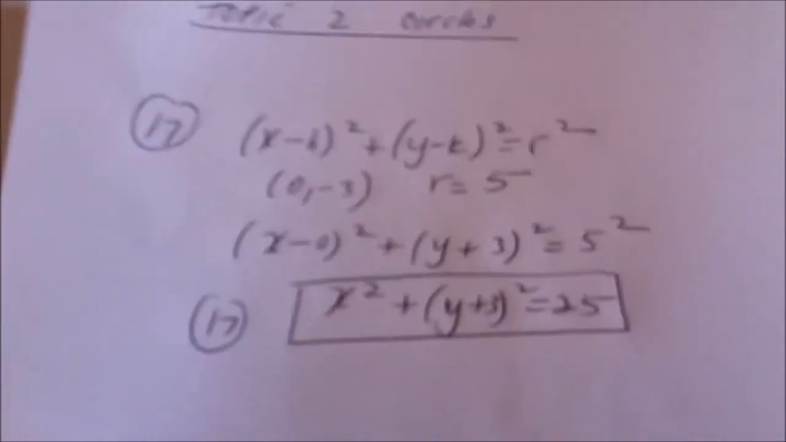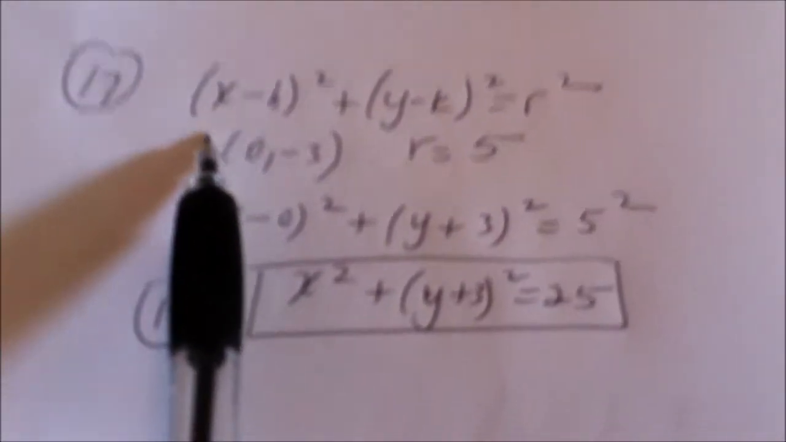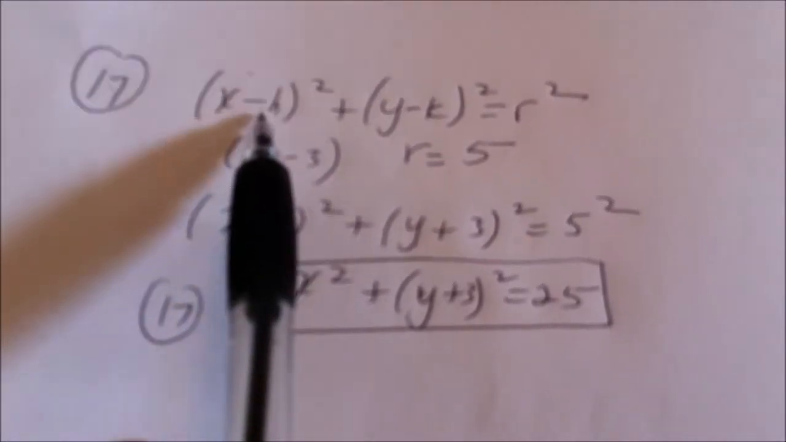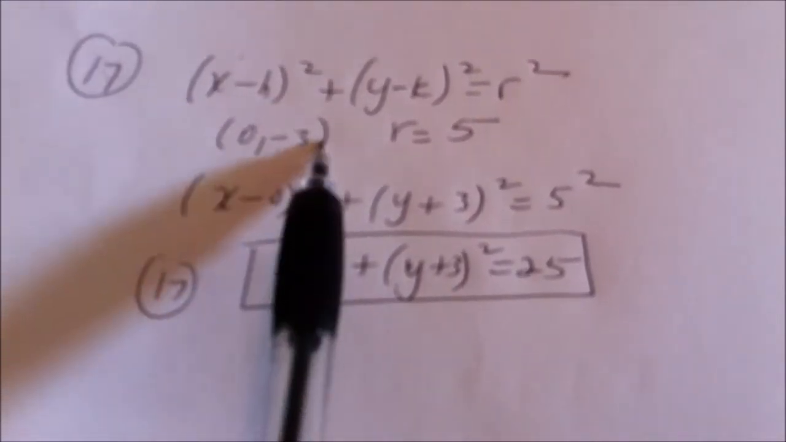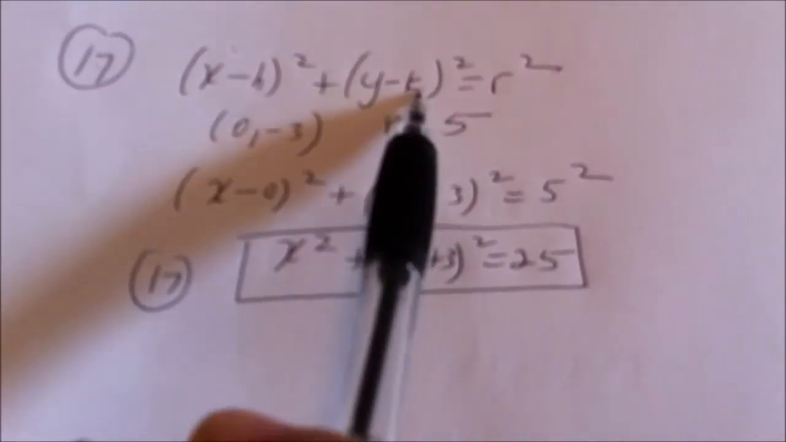Number 17 and 18 is all about circles, circles, circles. Here I just gave you a center and a radius. You have to know that the equation of the circle in center-radius or standard form is x minus h squared plus y minus k squared equals radius squared.